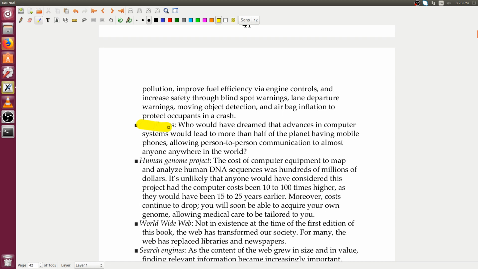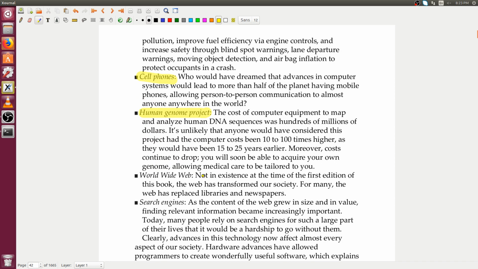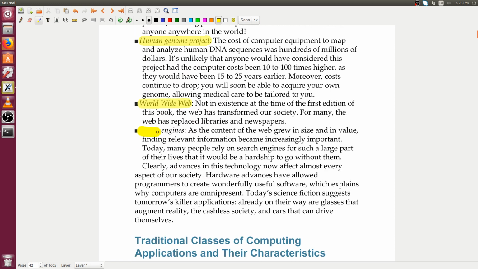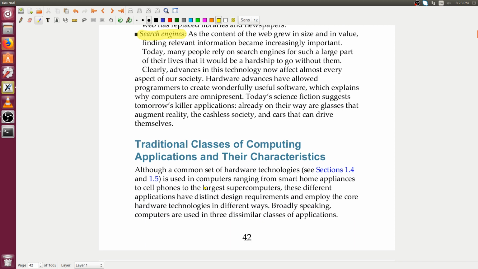Cell phones, the Human Genome Project. It was a neat idea, but it didn't end up being as revolutionary as people thought, I don't think. The World Wide Web: the internet is only possible because of computing. And search engines. Listen, everyone likes Google. Everyone likes how you can search up anything, and oftentimes Google presents you exactly what you're looking for. That's great.